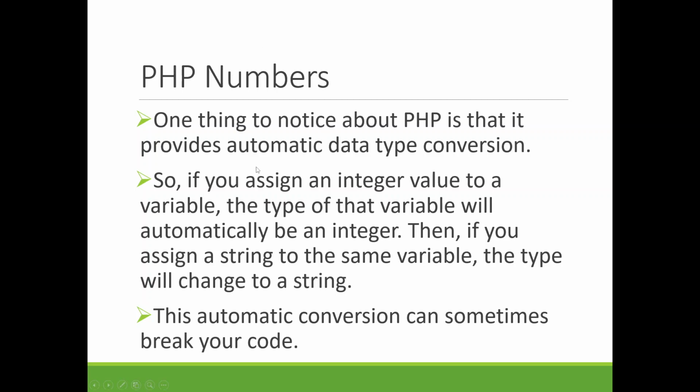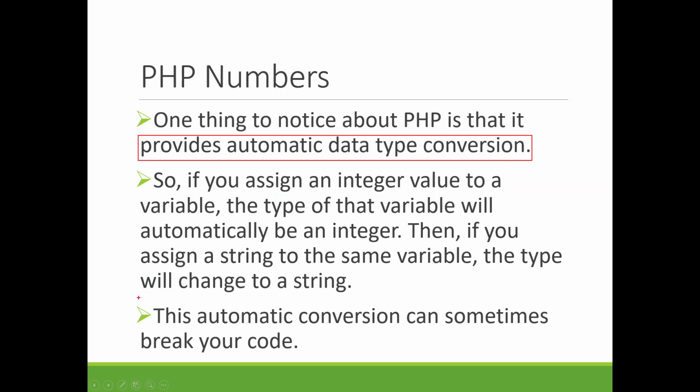So here, we want to look at PHP numbers. As we've said a number of times, PHP provides automatic data type conversion. That is, if you assign a variable one data type, then you assign it another data type, it's just going to change the data type. So if you assign an integer value to a variable, the type of that variable will automatically be an integer. If you assign it a string, then it will change to a string.